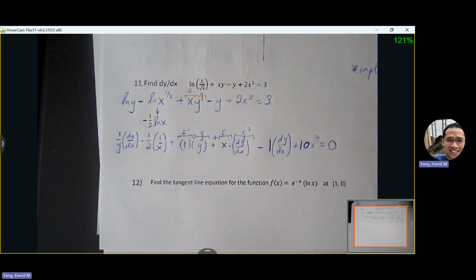Okay, from here, we're done with the derivative. Now it's just a matter of cleaning up. Can we add and subtract in a way where all the dy dx terms can be grouped on the left side? Then we can factor that out, divide the parentheses over, and then solve for dy dx.